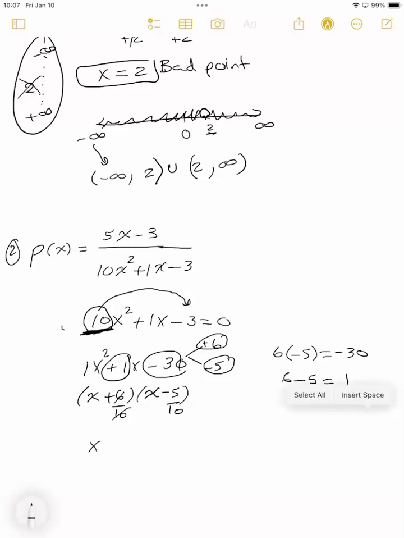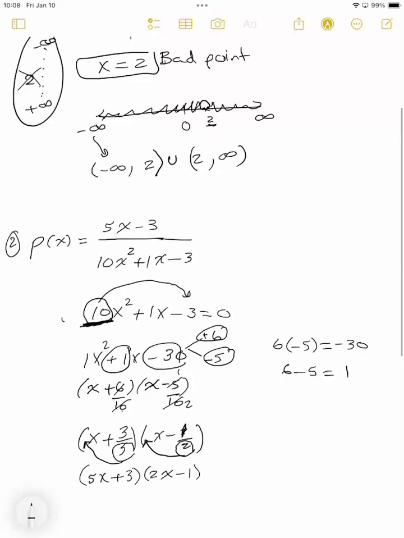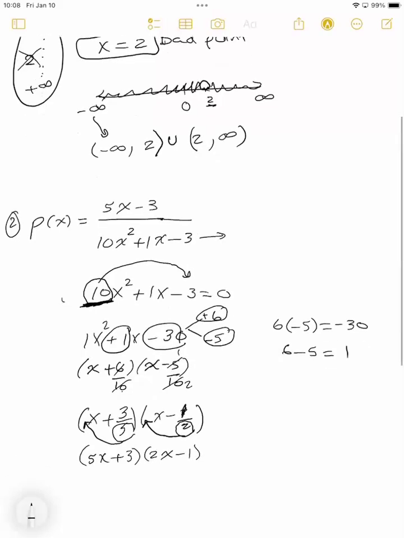you get x plus, both are divisible by 2, you get 3 over 5. These are both divisible by 5, you get 1 over 2. You don't want to have any fractions. So you move this 2 here and you move the 5 here after you reduce. So you get 5x plus 3, 2x minus 1. So that's what the factors for the denominator are.